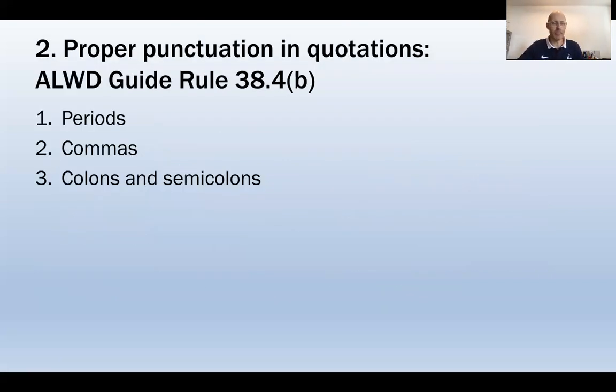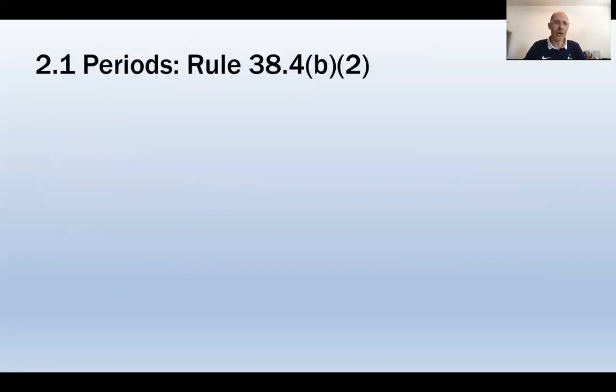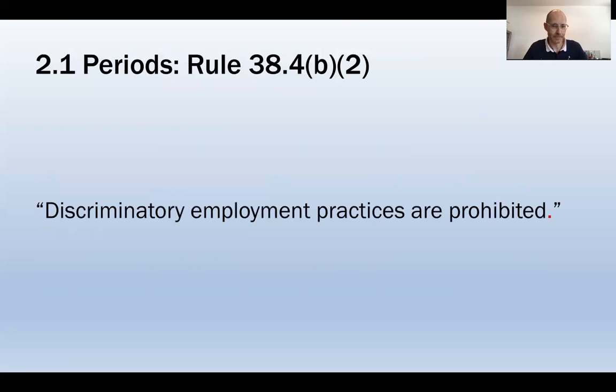All right, let's talk about proper punctuation in quotations. We're going to cover where to put periods, where to put commas, and how to deal with colons and semicolons. So the first rule we're going to deal with is the period rule, okay? And the rule is this. When you conclude a quotation in the text of your writing, and that quotation ends with a period, you should put the period inside, in other words, before the closing quotation marks, even if that period is not part of the original passage. So here's the example.